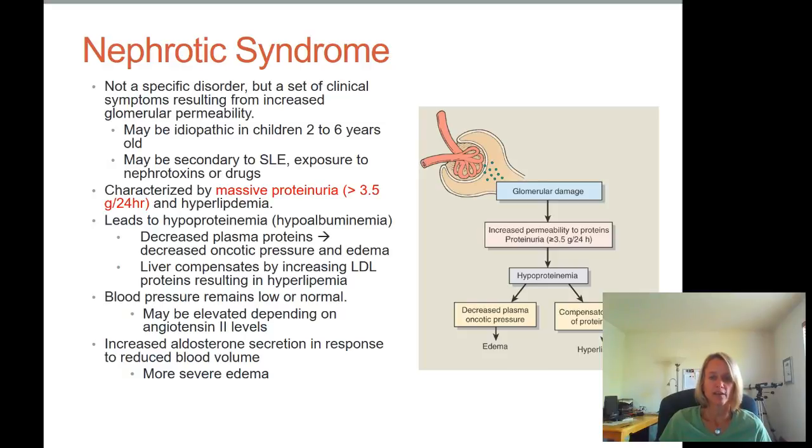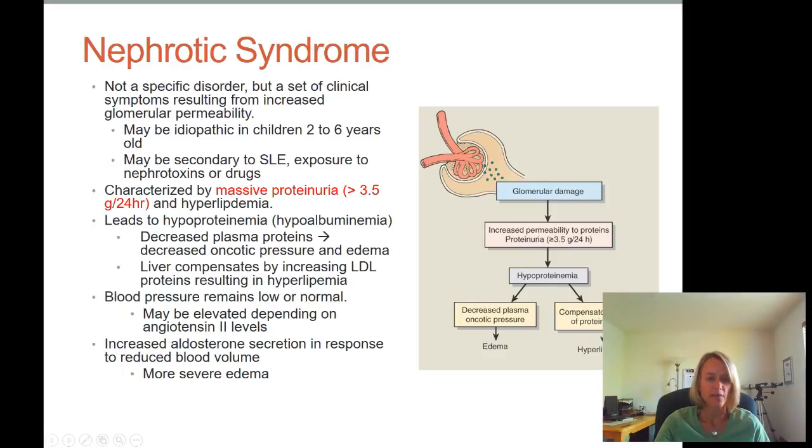So let's look at this. We have glomerular damage that leads to increased permeability to proteins and lots of proteins in the urine. This creates low protein in the blood because they escaped the blood and got in the urine. That's going to lead to decreased plasma oncotic pressure, which is going to create edema. And the low proteins in the blood are going to cause a compensatory synthesis of proteins by the liver.